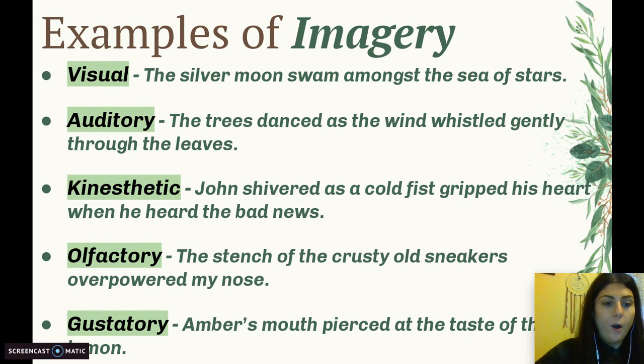All right. Olfactory. Okay, the sense of smell. The stench of the crusty old sneakers overpowered my nose. I could get the idea of it being really stinky and gross.